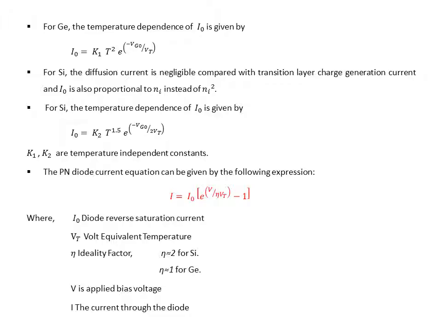So from this diode current equation, we can find that the diode current I varies exponentially with the applied voltage. Thank you for listening.